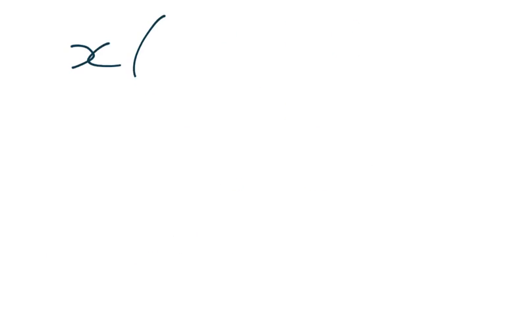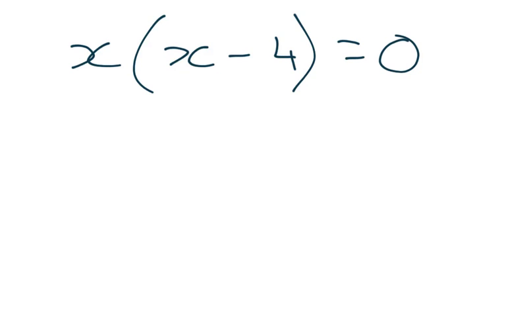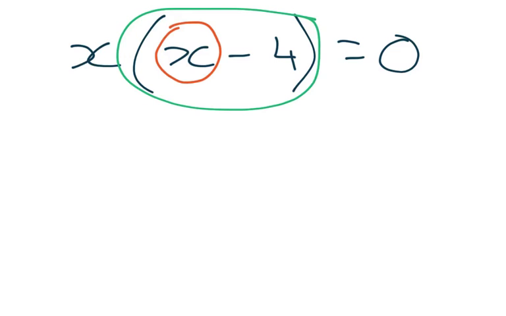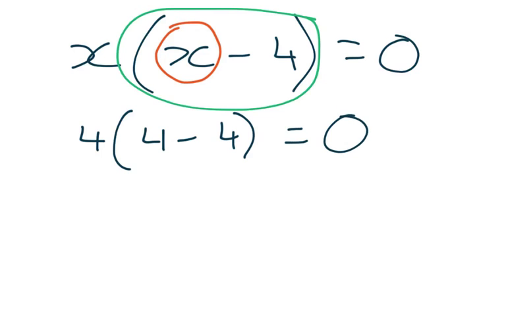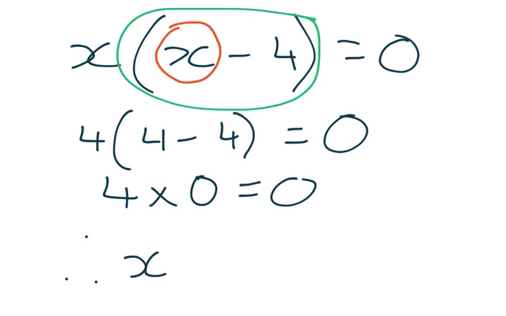The other option is, of course, making the other x 0. So we need to give this x a number, so this entire bracket is equal to 0. So to do that, we work out what x take 4 has to be 0, so obviously x has to be 4. So we put in 4, 4 take 4 equals 0, so we have 4 times 0 is 0, therefore the other solution is x equals 4.